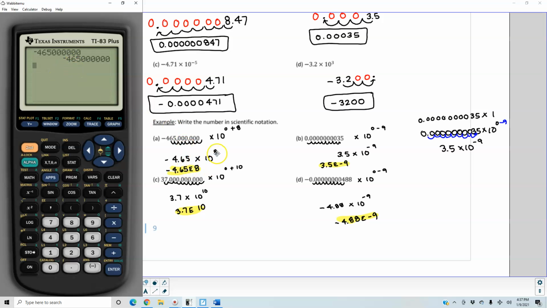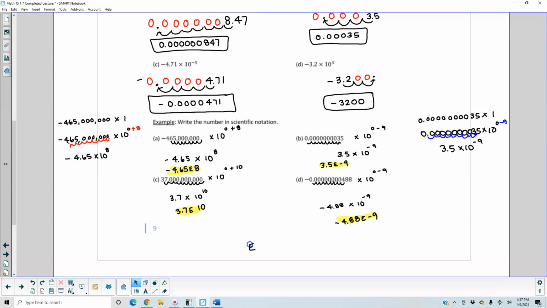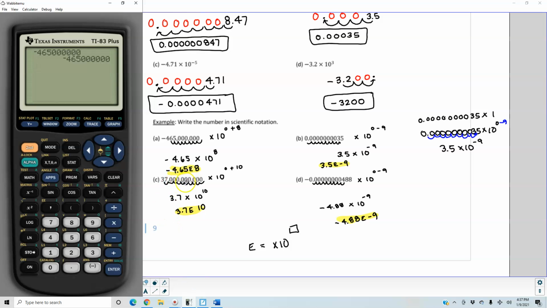They don't have times 10 to the 8th. They use this e to represent times 10. So the e in a calculator is the same thing as times 10, and whatever the power is is written right after the letter e. So let's go ahead and plug this in. If I have negative 4.65, and you see this e here, I'm going to hit second and then e, and then put in the value of 8. Gives me the exact same number. So that's how you're reading the scientific notation number on a calculator.